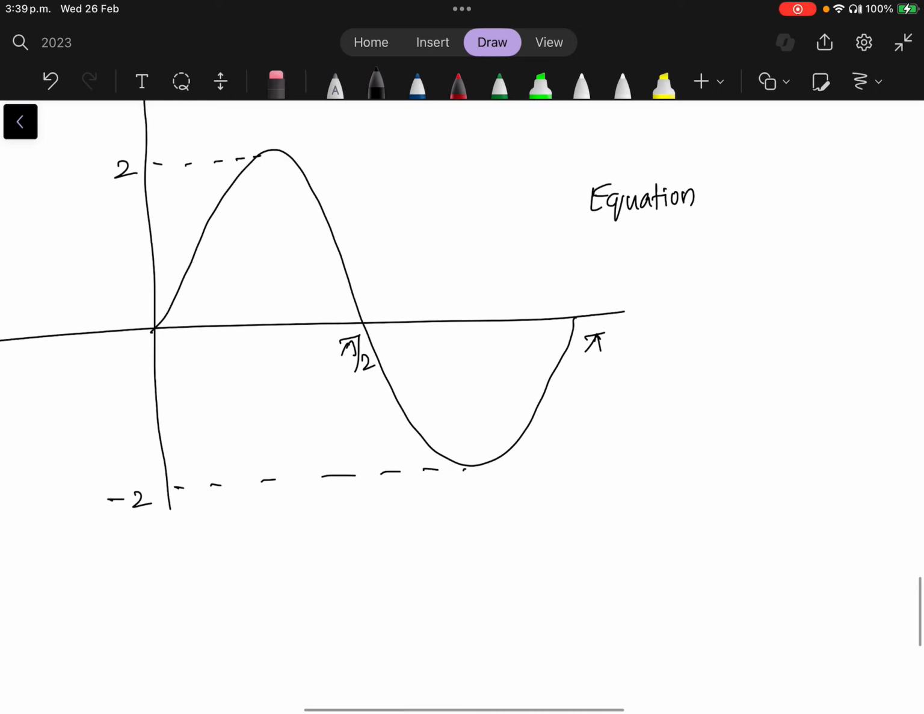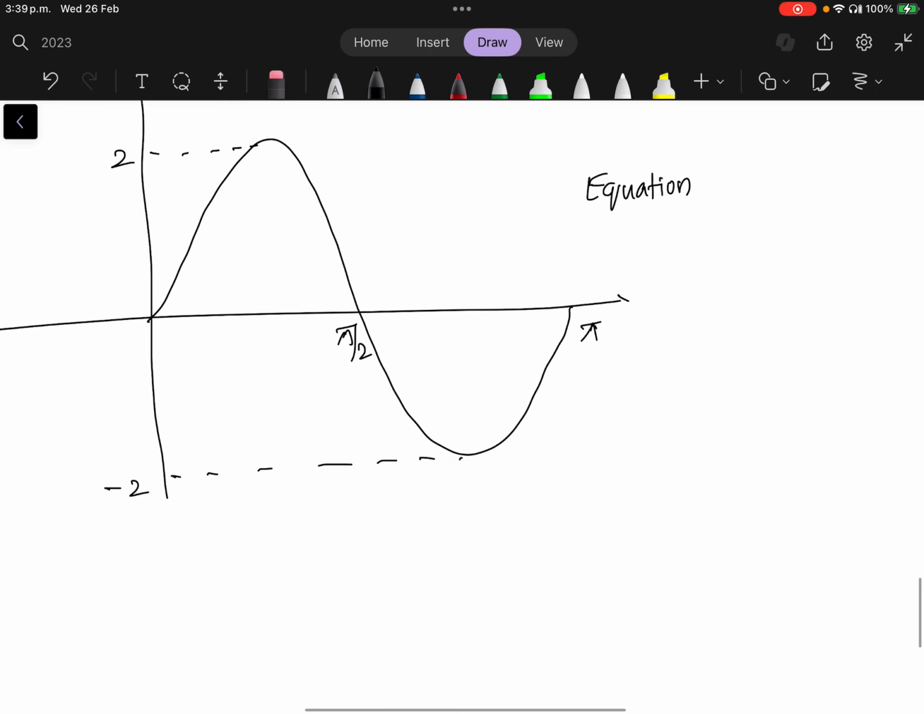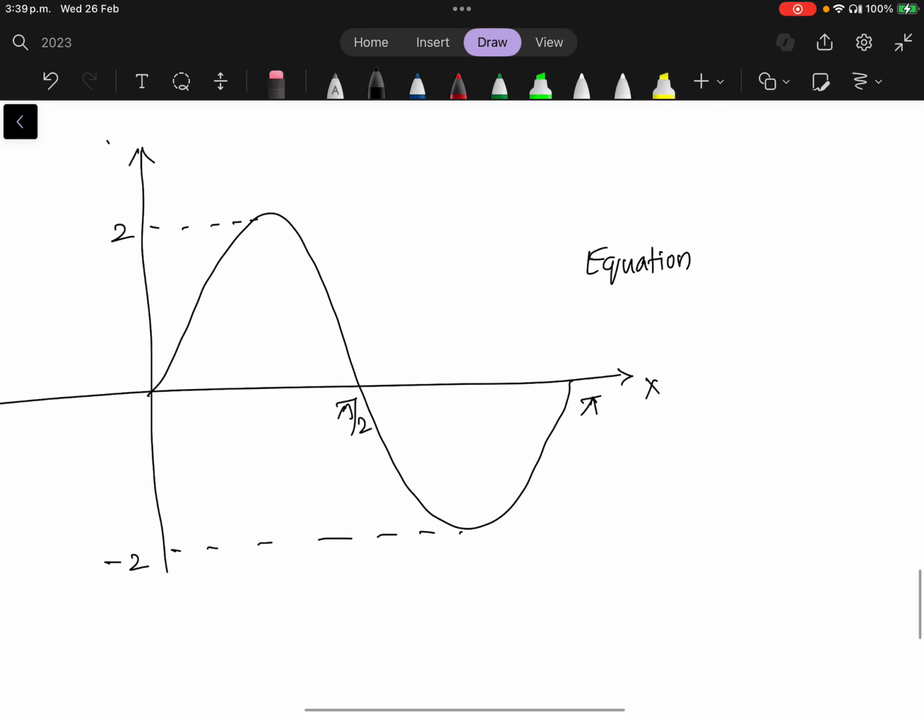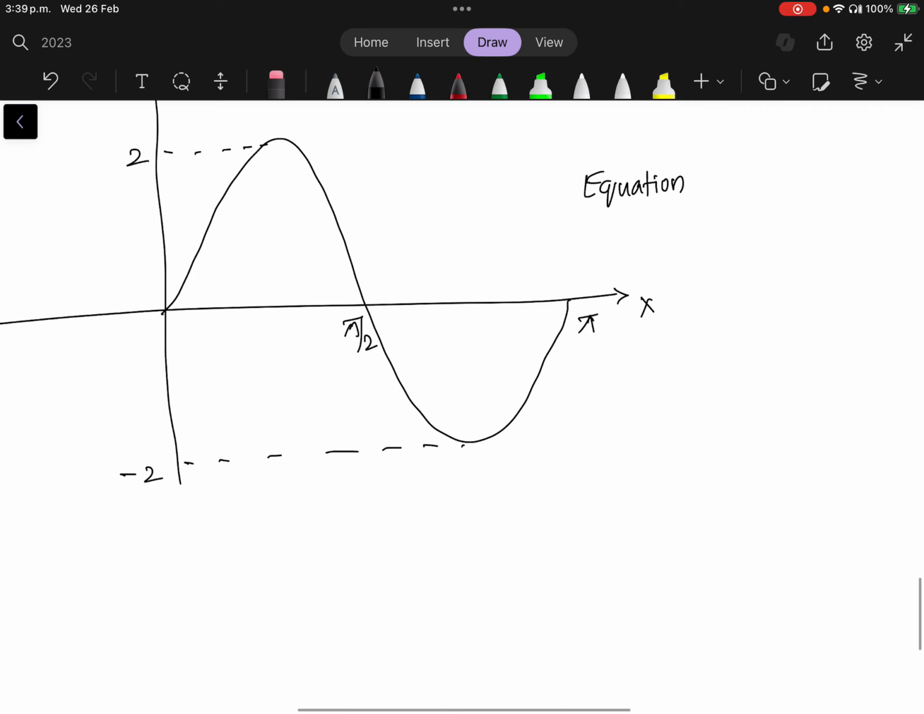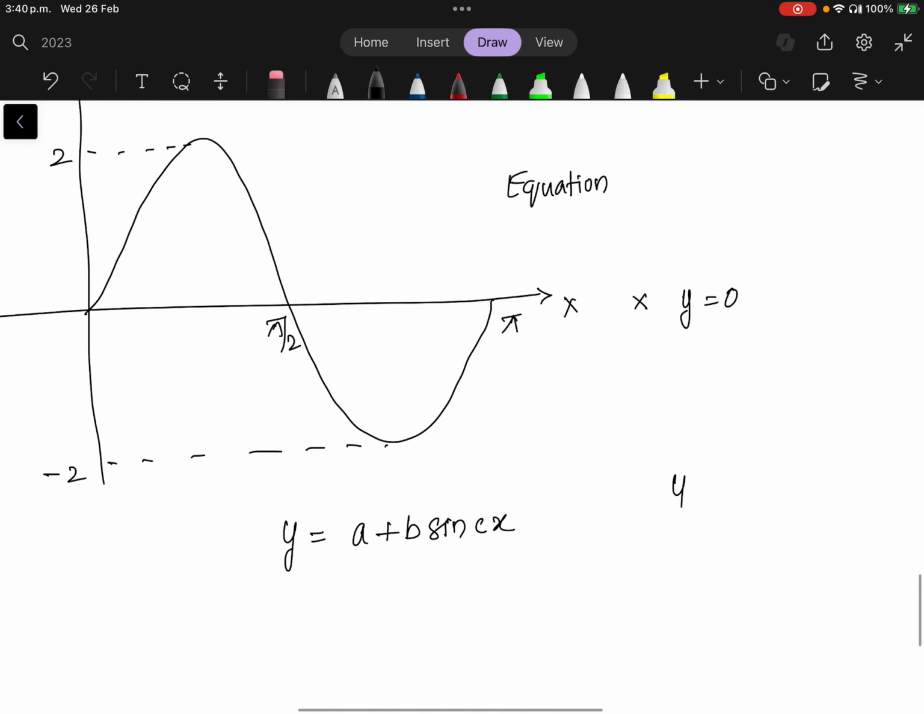So now we know that this is the x-axis and this is the y-axis. We know the equation of this sinusoidal graph is a plus b sine cx. Now we need to find out what a is, what b is, and what c is. We know the definitions. What is a? A is the midline. In this case, the midline is the x-axis. So y is equal to 0 is the midline. So a is equal to 0. That we found out.